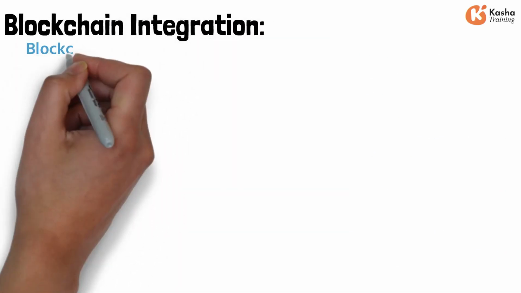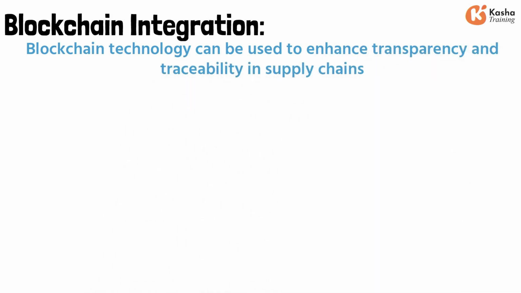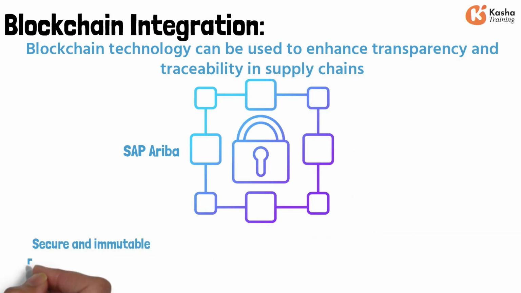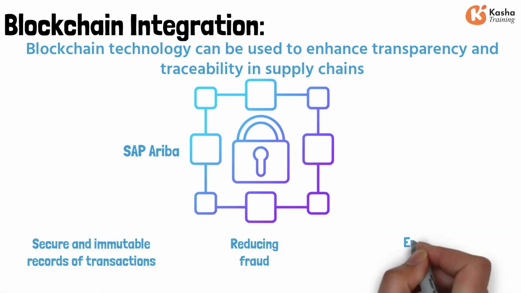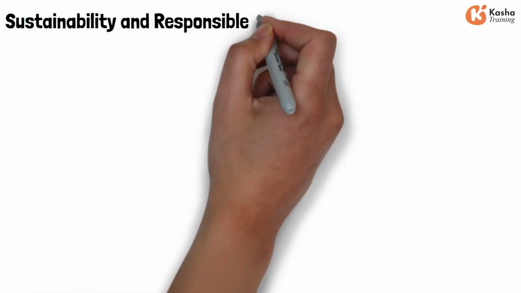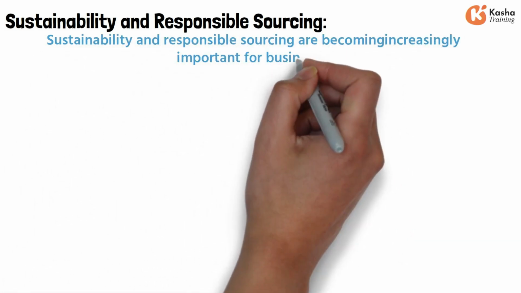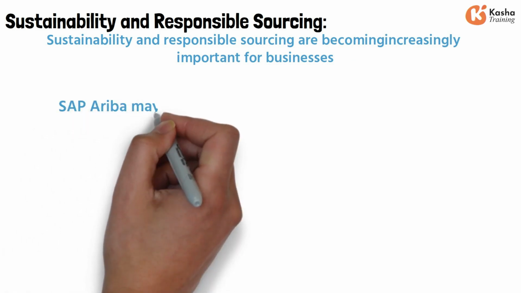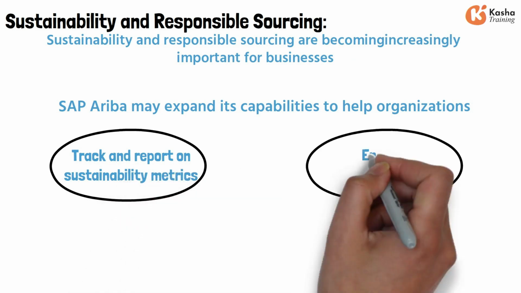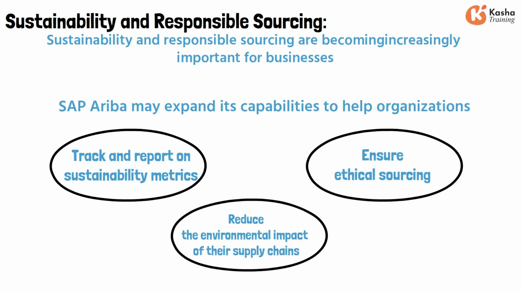Blockchain integration. Blockchain technology can be used to enhance transparency and traceability in supply chains. SAP Ariba may explore blockchain integration to provide secure and immutable records of transactions, reducing fraud and ensuring the authenticity of products. Sustainability and responsible sourcing. Sustainability and responsible sourcing are becoming increasingly important for businesses. SAP Ariba may expand its capabilities to help organizations track and report on sustainability metrics, ensure ethical sourcing, and reduce the environmental impact of their supply chains.